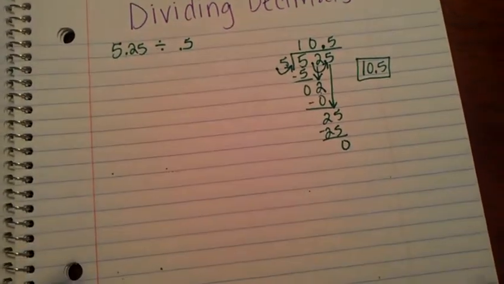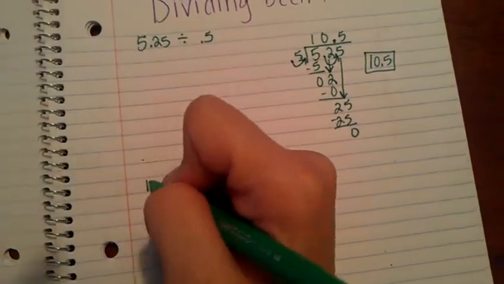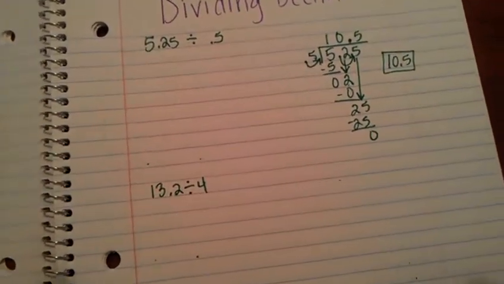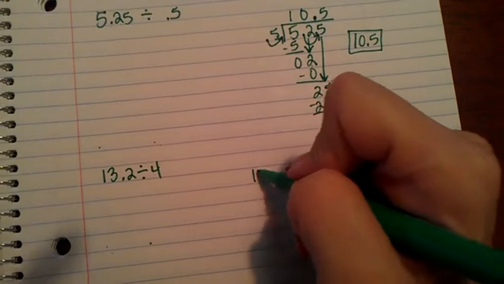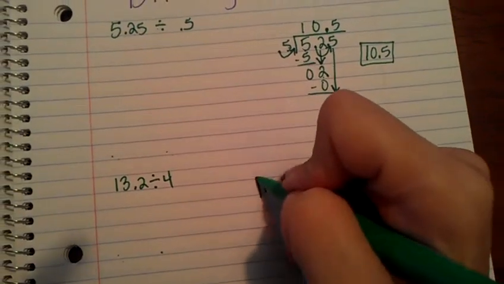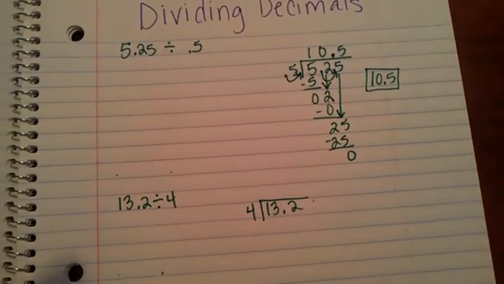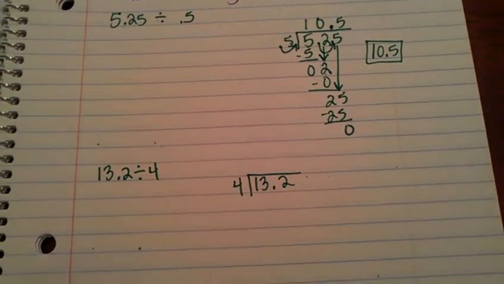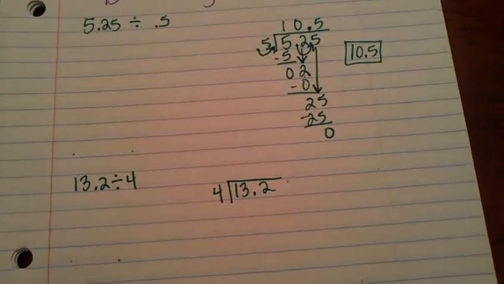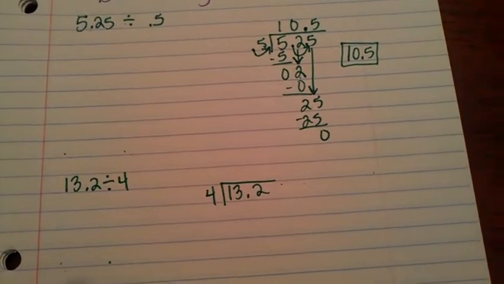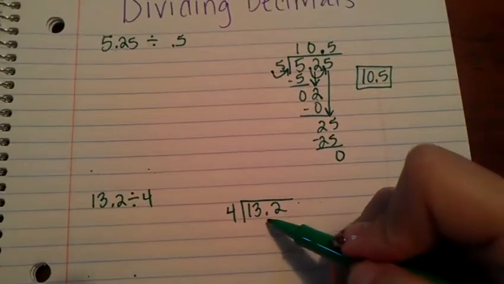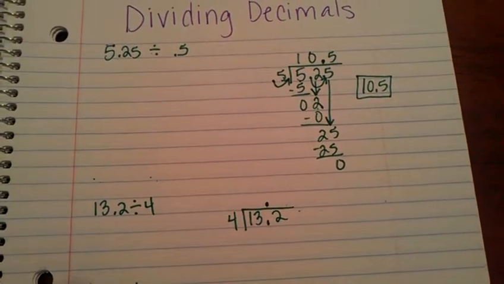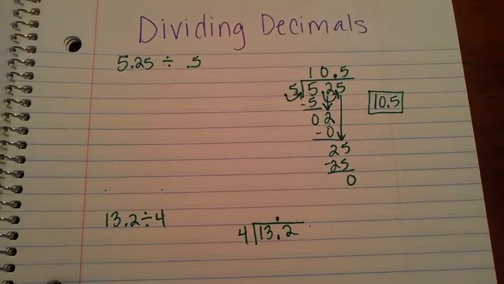All right, my next problem. 13.2 divided by 4. So I'm going to set it up. 13.2 divided by 4. Okay, now I have a decimal underneath my bracket, but I don't have one on the outside. So we're good to go. We don't have to move any decimals anywhere. This problem doesn't require it. Now, this decimal right here, it is part of my answer. So you do bring it up, but you don't have to move it anywhere in the number.